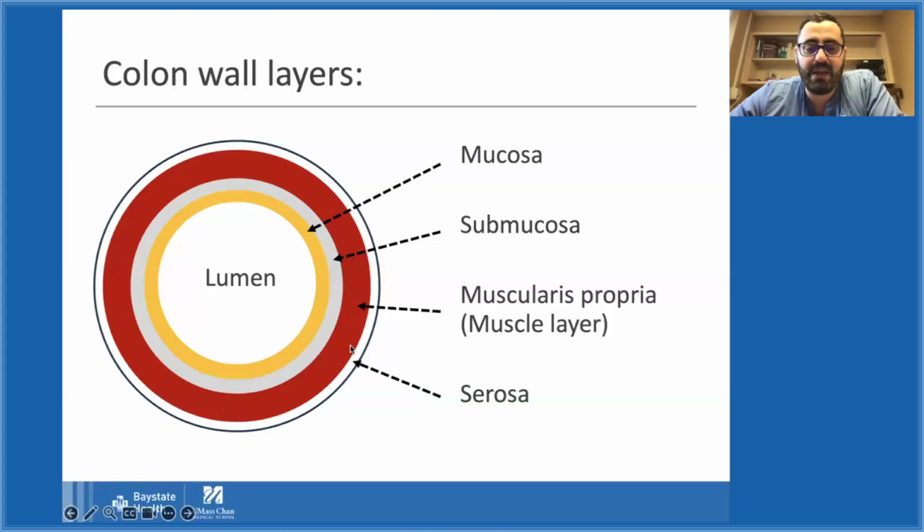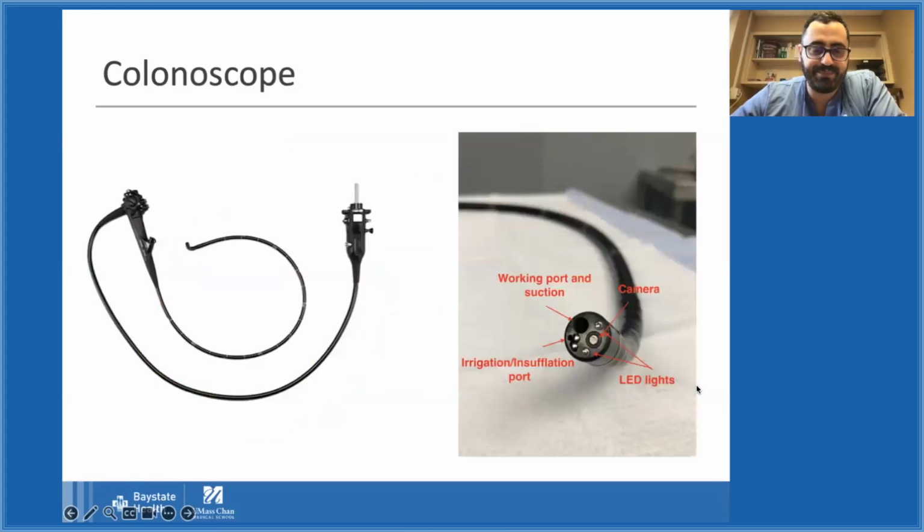And this is basically the layer that you do not want to injure. If you poke a hole in it, it's basically a perforation. Then you have a very thin layer we call serosa.